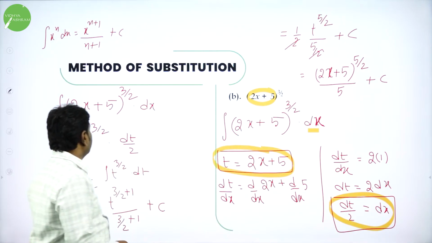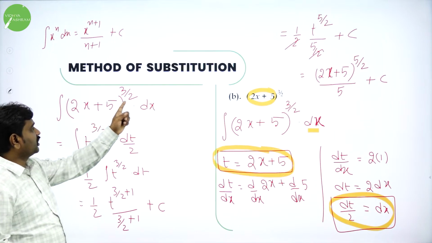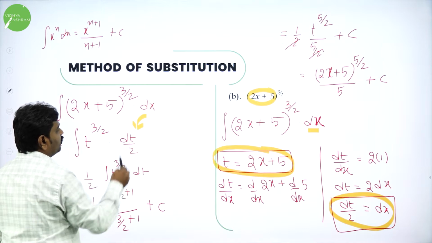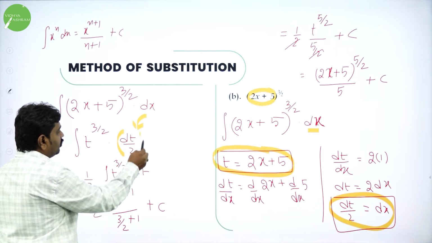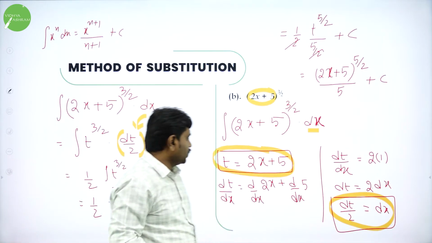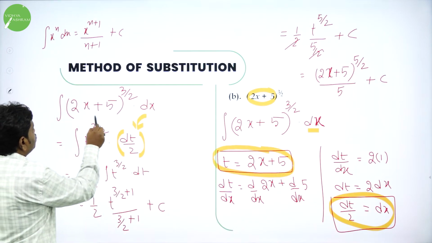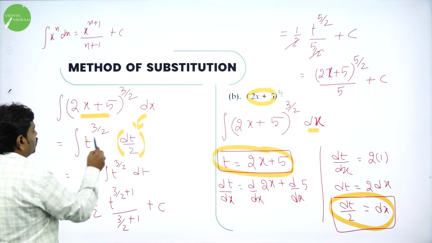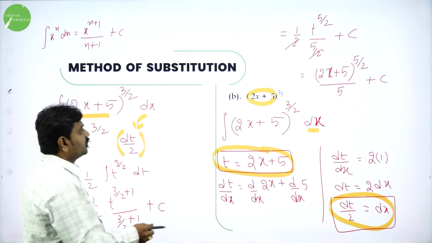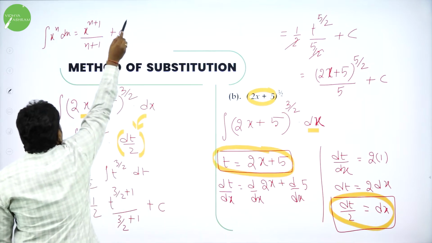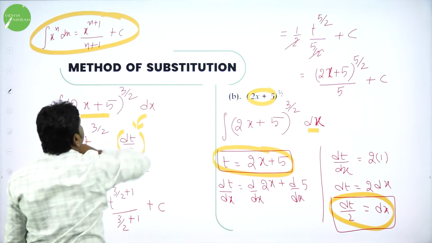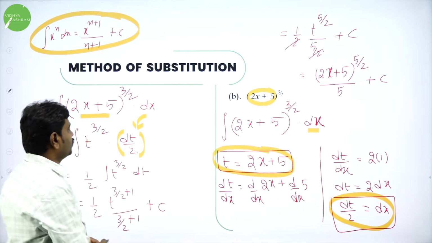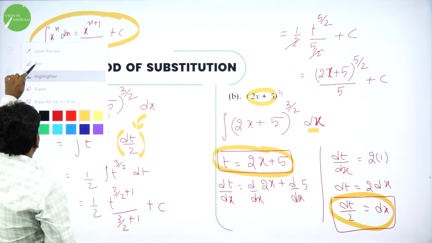Now go to the given problem: integration of (2x + 5) power 3/2 into dx. In the place of dx, substitute the value of dx, which is dt by 2. And in the place of 2x + 5, substitute t power 3/2. Go on solving, you will get this. The hint of the formula for this problem is the standard function: integration of x power n is x power (n + 1) divided by (n + 1). So now we'll go to the next question.